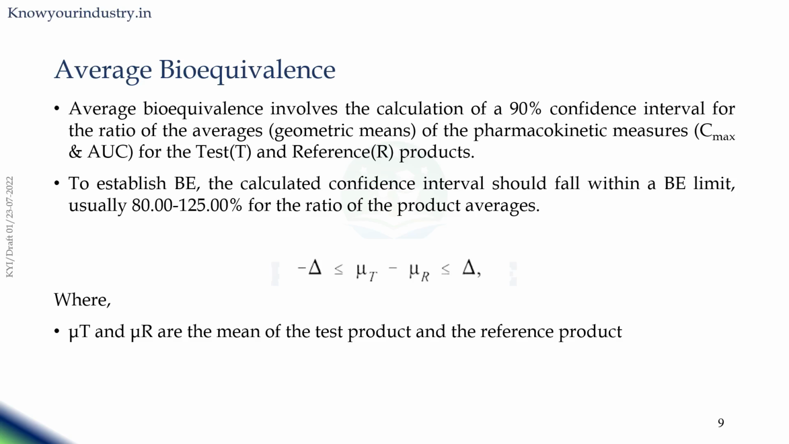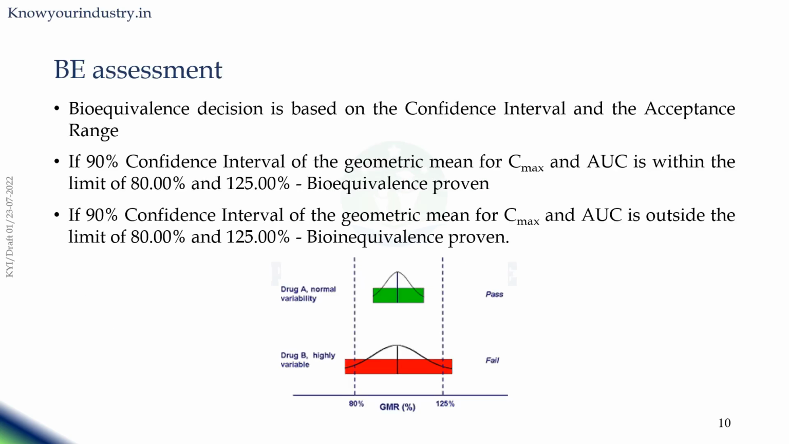Then to establish the bioequivalence, the calculated confidence interval should fall within the bioequivalence limit of 80 to 125% for the ratio of the product averages. So this is how the average bioequivalence will be calculated. In this particular slide, we are talking about the BE assessment, whether it passes or fails, and how it reflects. So here you can see how a passing BE will reflect the confidence interval distribution in the green color, and they are within the limit, and the variability is normal.